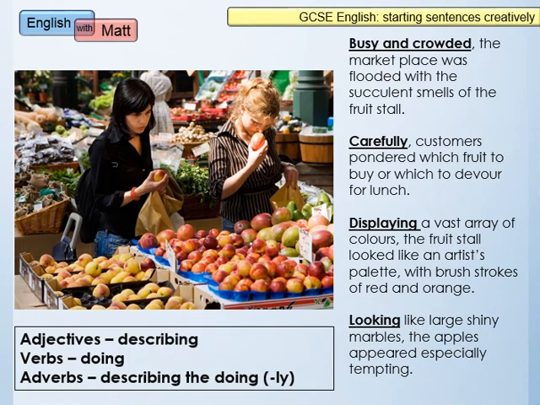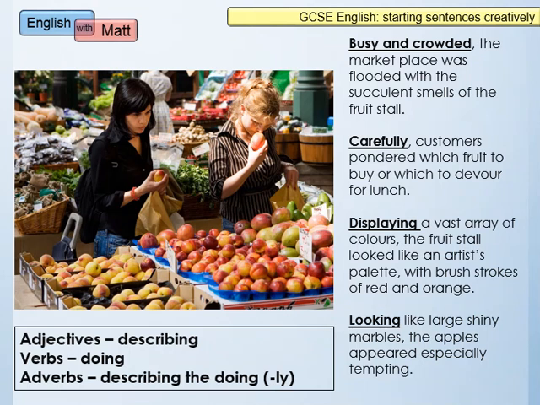So busy and crowded, the marketplace was flooded with the succulent smells of the fruit stall. We have 2 adjectives there, followed by a comma. Carefully, customers pondered which fruit to buy or which to devour for lunch. We have an adverb there, followed by a comma. Displaying a vast array of colours, the fruit stall looked like an artist's palette with brushstrokes of red and orange. We have a verb there. And another verb at the bottom, looking like large shiny marbles, the apples appeared especially tempting.